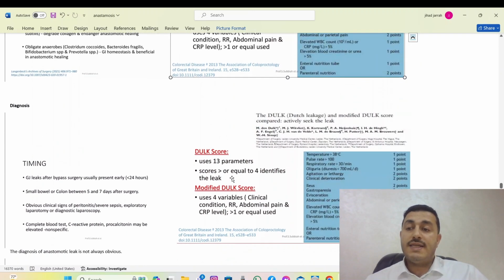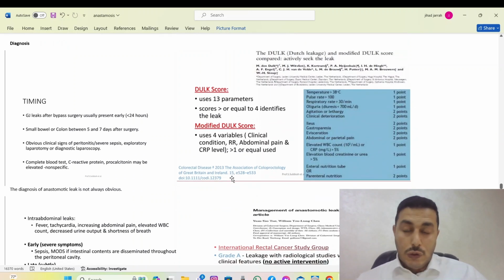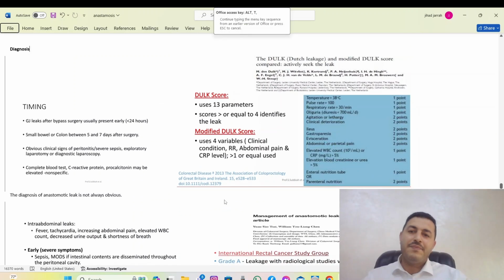Let's move on to how we can diagnose leak. When we talk about diagnosis of lower GI leak, it's not as easy as diagnosis of upper GI leak. Usually, when we compare them, upper GI leak presents earlier relative to lower GI. The lower GI has vague signs and presents later, as you see in this picture.